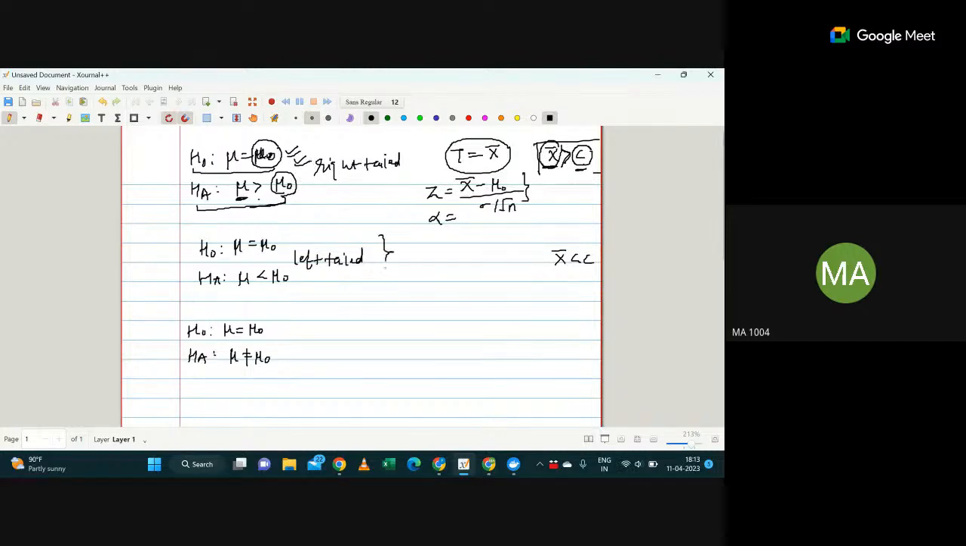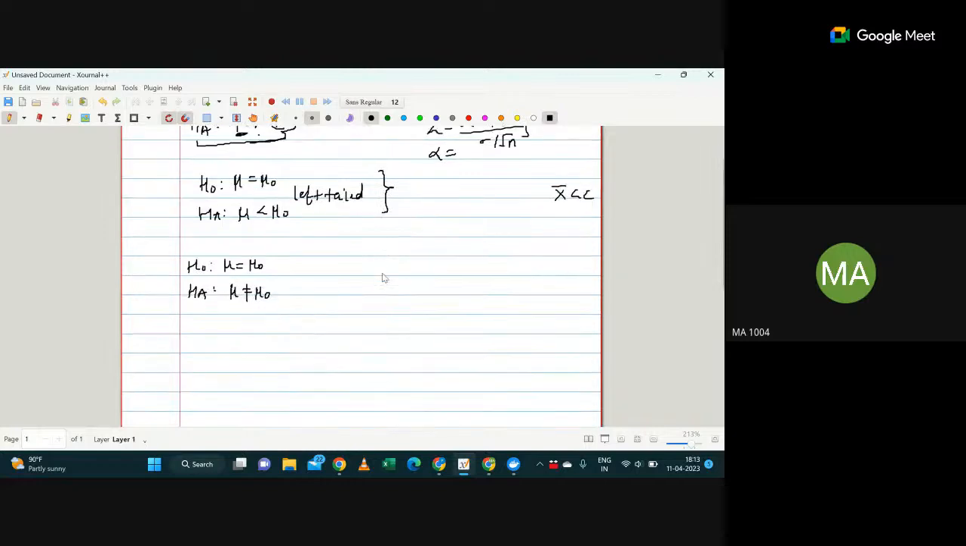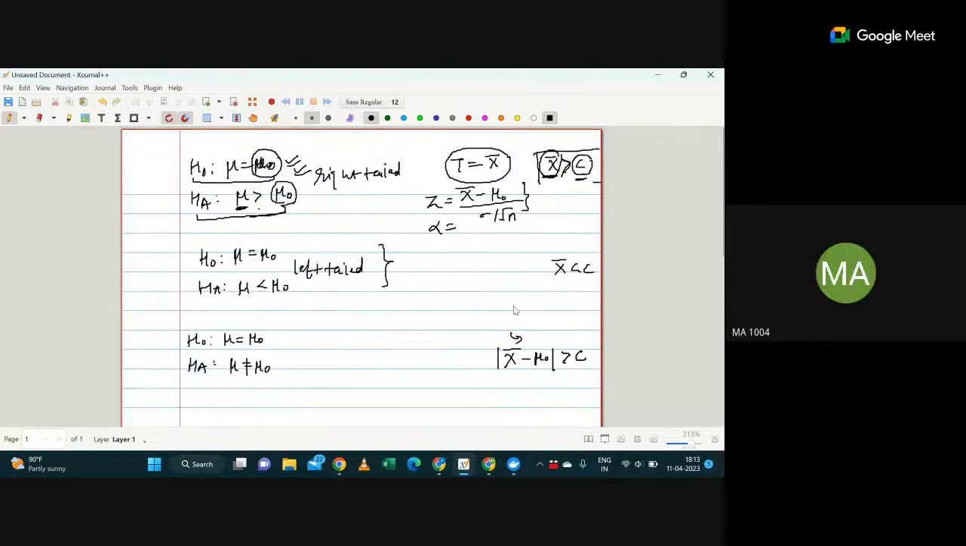Same for the left tail test. I will draw a graph for the left side. So what will be the rejection region for the two tail test? Mod of x bar minus mu is greater than c. One important thing I want to say: all these things will be provided in the formula sheet. Which kind of hypothesis you have to take and what kind of rejection region, all will be provided in the formula sheet. No need to worry about this. Got it? But it's good to keep in your mind; that will be helpful for you.